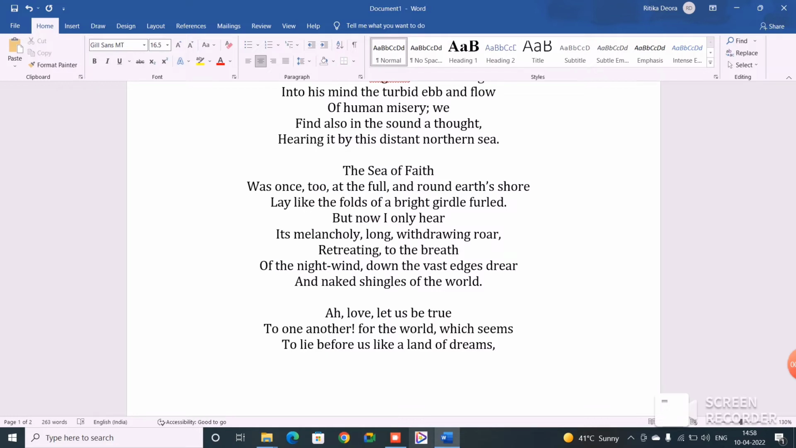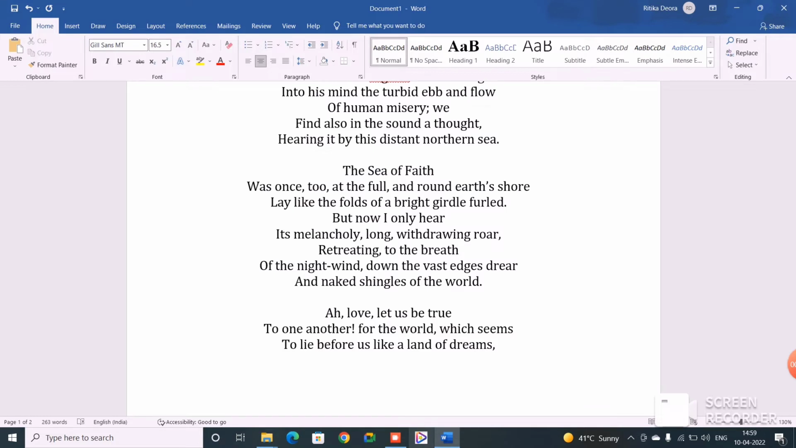He is saying that once the sea of faith, the tide of faith, was at the full, meaning once the entire world, the people on this planet, used to believe in religion. They used to have faith in religion. And he is comparing this faith with the sea in order to describe the enormity, the hugeness of that faith. It means how people were bound by religion, how blindly they used to follow religion. This is what the poet is trying to convey by making a comparison between the sea waves and faith.